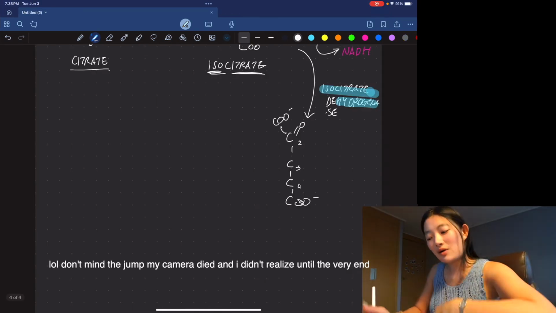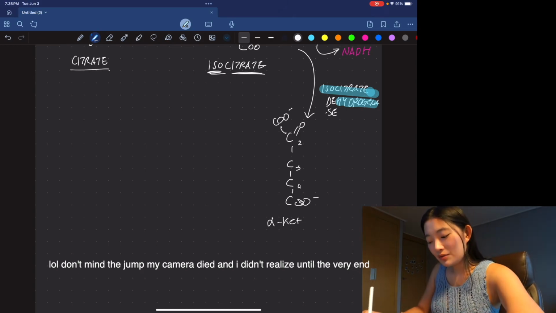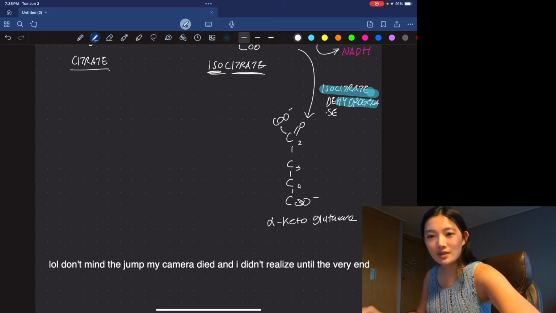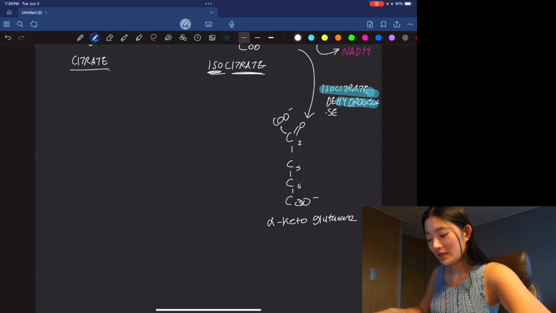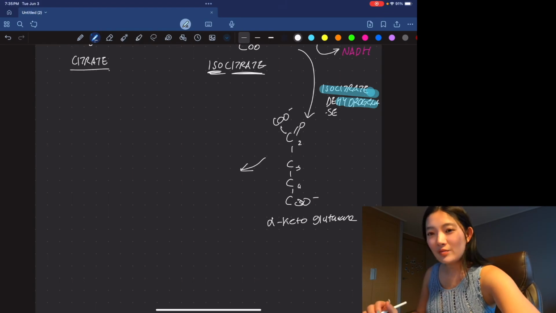And this one is called alpha keto glutarate. So what did we say earlier? Can I keep selling sex for money, officer? This is keep, alpha keto glutarate, right? All right.